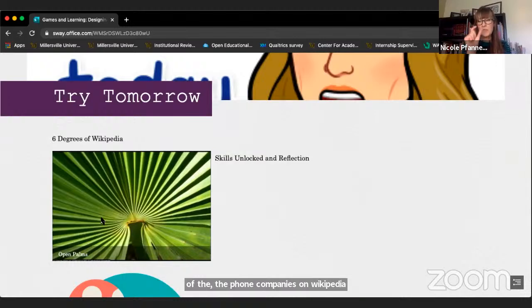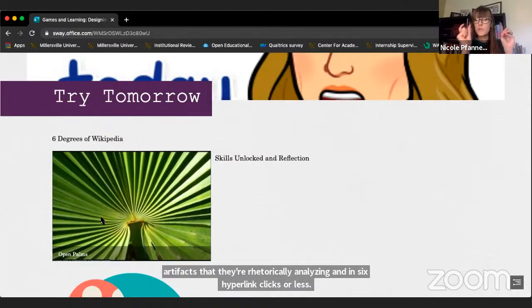On Wikipedia, if you follow the hyperlinks, you can get from point A to point B. And so 6 Degrees of Wikipedia, and there's an entire Wikipedia page devoted to this game, is all about connecting through hyperlink tracking Wikipedia page A to Wikipedia page B. So I had students in my class engage with this the other day. They had to take the pop culture artifact that they're rhetorically analyzing, and in 6 hyperlink clicks or less, connect it to the Wikipedia page for rhetoric.